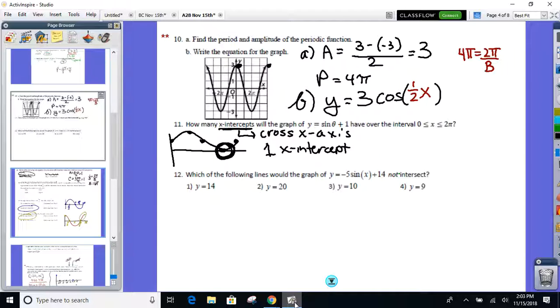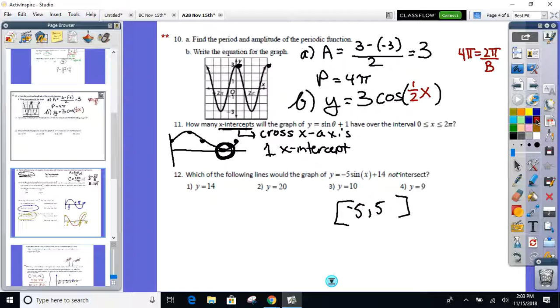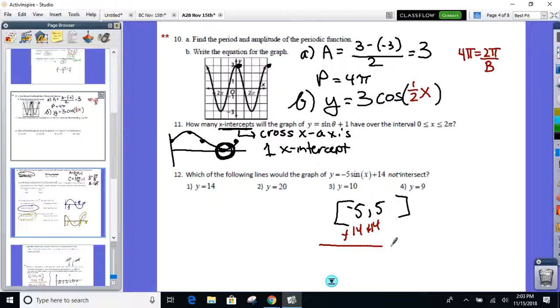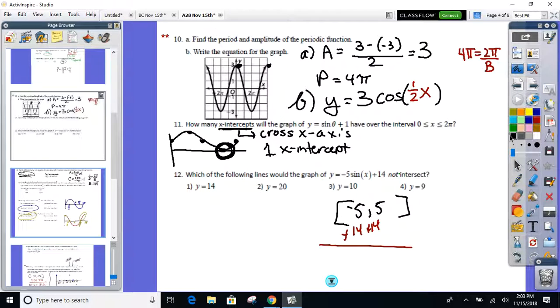Which one does it not intersect? So I graph this one and these 4. Which one of these 4 would not hit that curve and go through it? What am I going to need to find for the curve? That's going to help me out. Max and min. Ready? Before you did the shift, what was your max and min? Okay, and then you shifted it up 14. So what's your new max and min here?